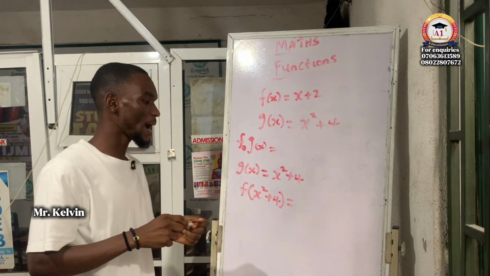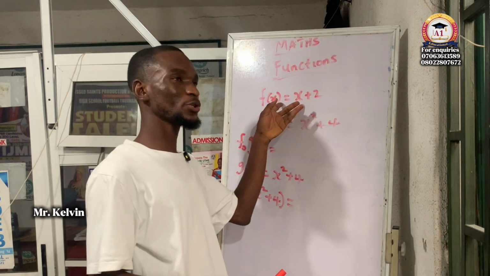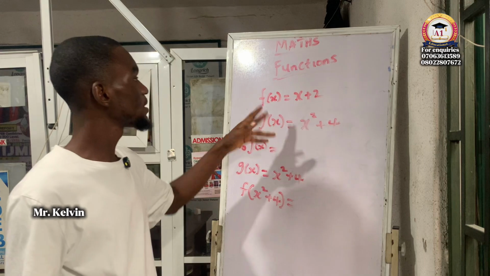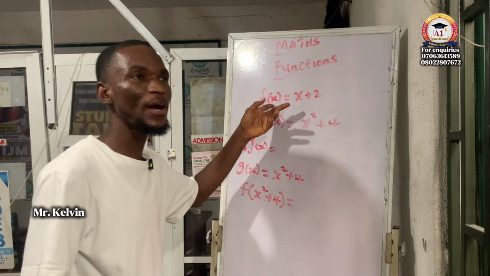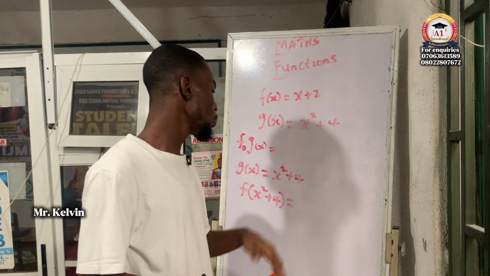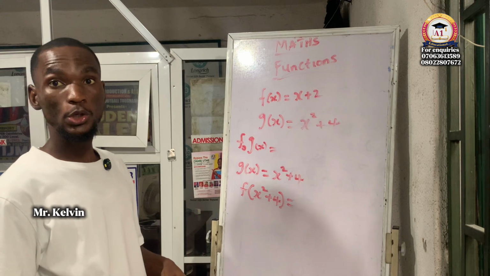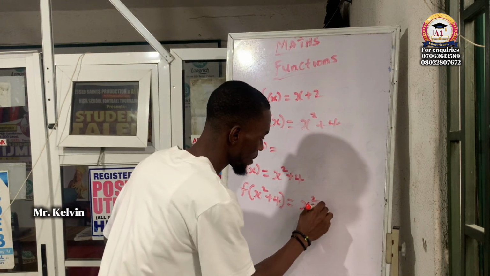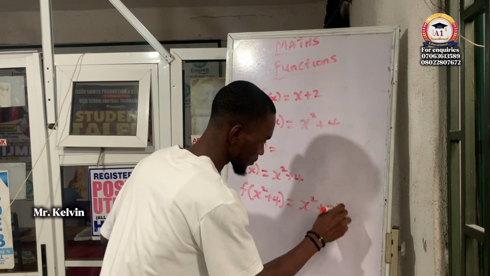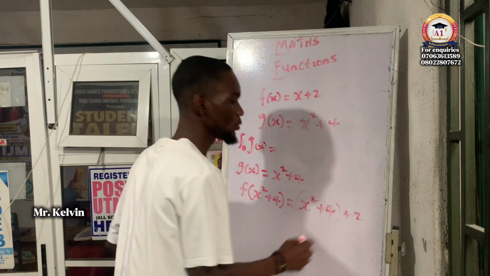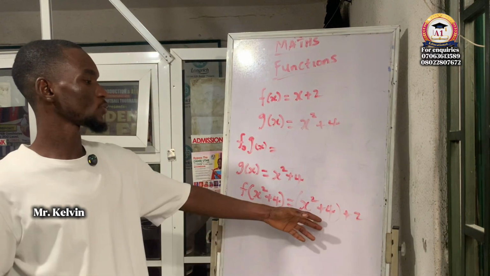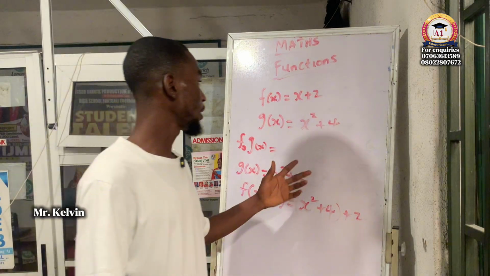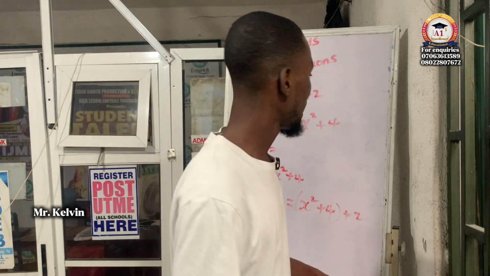If we look back at this f function, the rule states that every input value must be added to what? 2. So this expression must be added to what? 2. It will now be x squared plus 4 plus 2. That's how to solve for what? Composition of functions. All right.